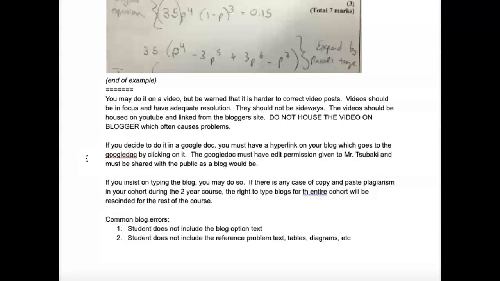If you insist on typing the blog, you may, but the reason why a lot of cohorts don't end up typing the blog for the whole 2 years is along the way there's plagiarism, which often happens because typing blogs makes it easy to copy and paste. And whenever there's a plagiarism incident in a cohort, I will ban typed blogs for the rest of the 2 years. So typically cohorts lose the right to do typing in the first semester already, because usually there's already plagiarism, and then that's the end of it, okay?